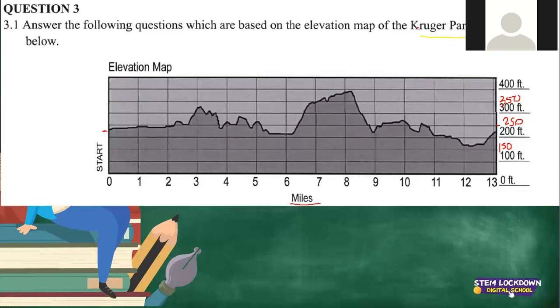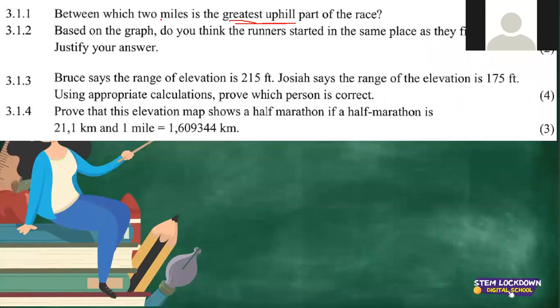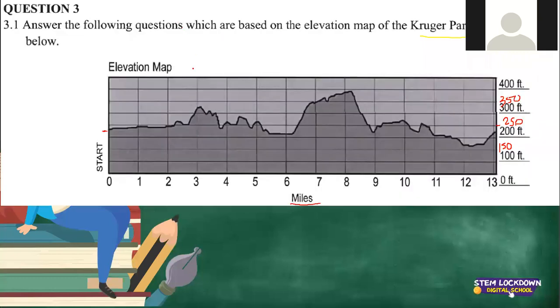Okay, let's see who is correct. Let's go back to the question. The question says, between which 2 miles? So the answer must be in miles. The answer must be in miles. So your answer will be along your x-axis, basically. Between one of these values. So if you said feet, 350, 250, unfortunately you're incorrect.